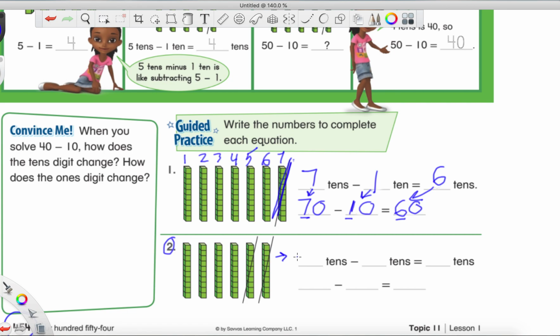All right, if you're all done, we're going to continue. But if you're not done, that's okay. Just make sure you pause the video, hit the spacebar, and take your time.